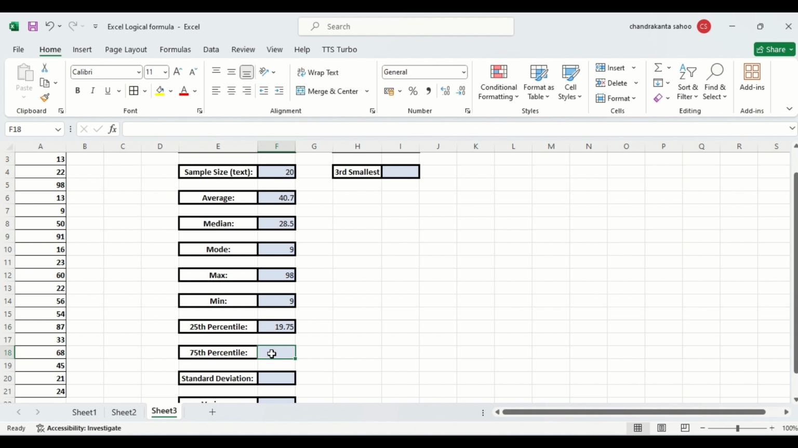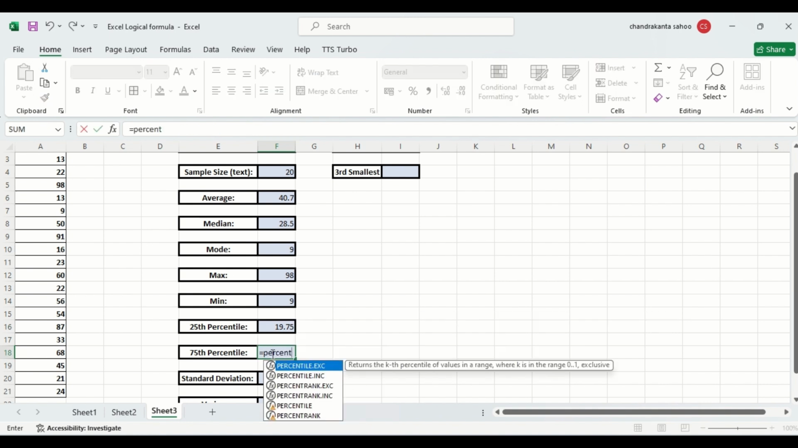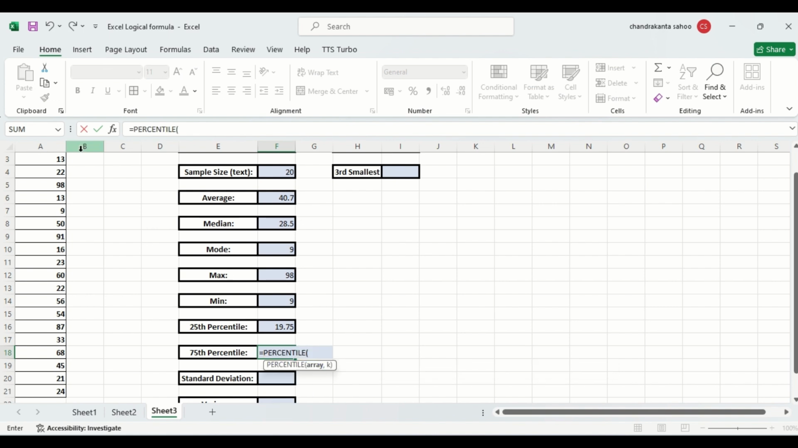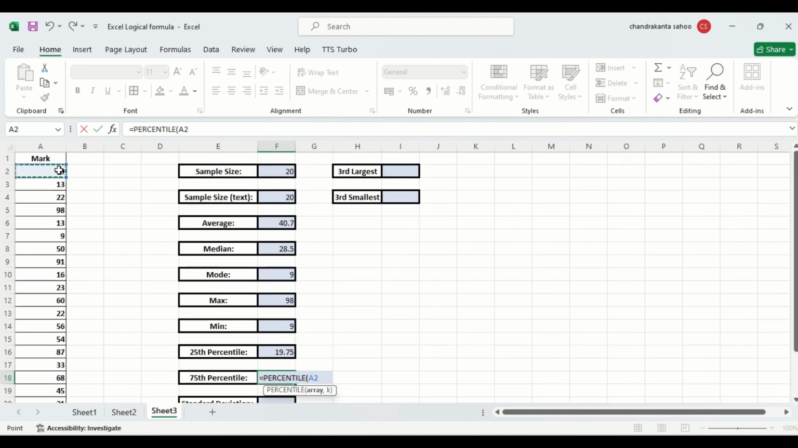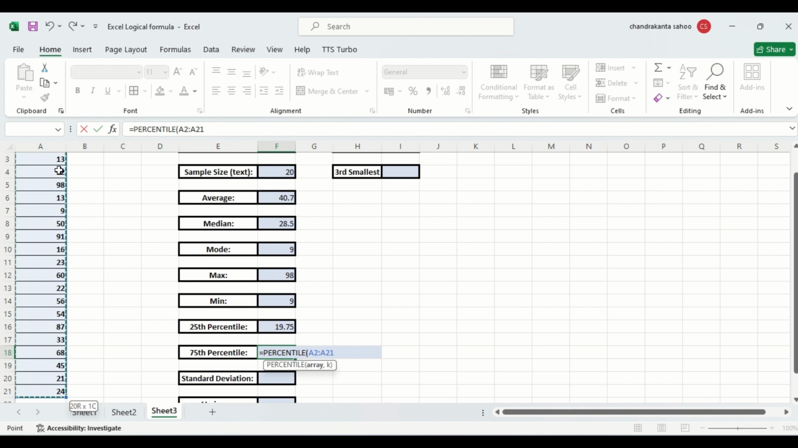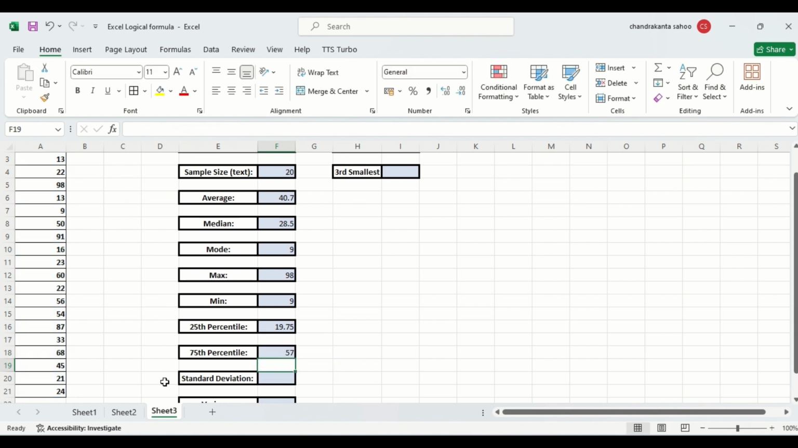Similarly, for the 75th percentile, same thing, we can write PERCENTILE. Then array, we can select the array. This is array, meaning range. The K is 75, so 0.75, bracket close, hit enter. We have got it. That means 75% of the marks are below 57.